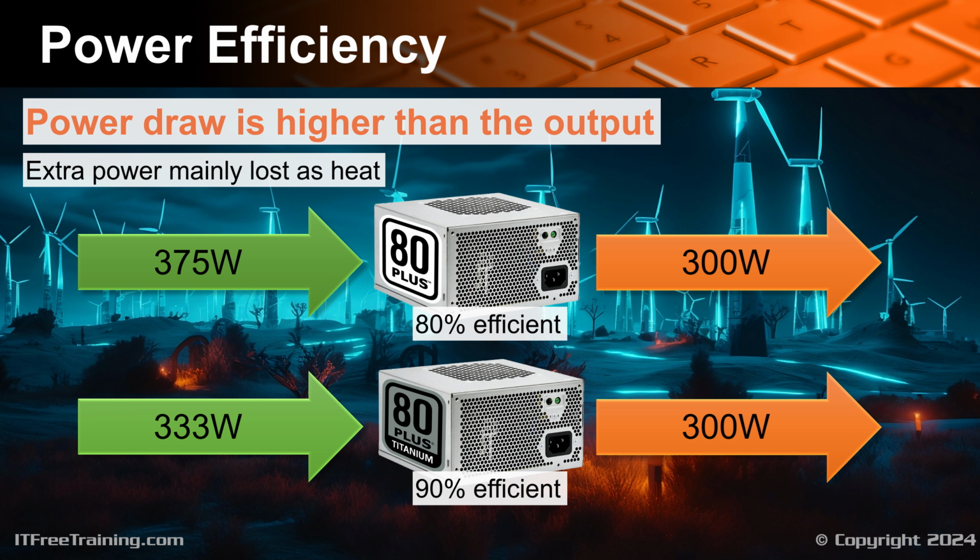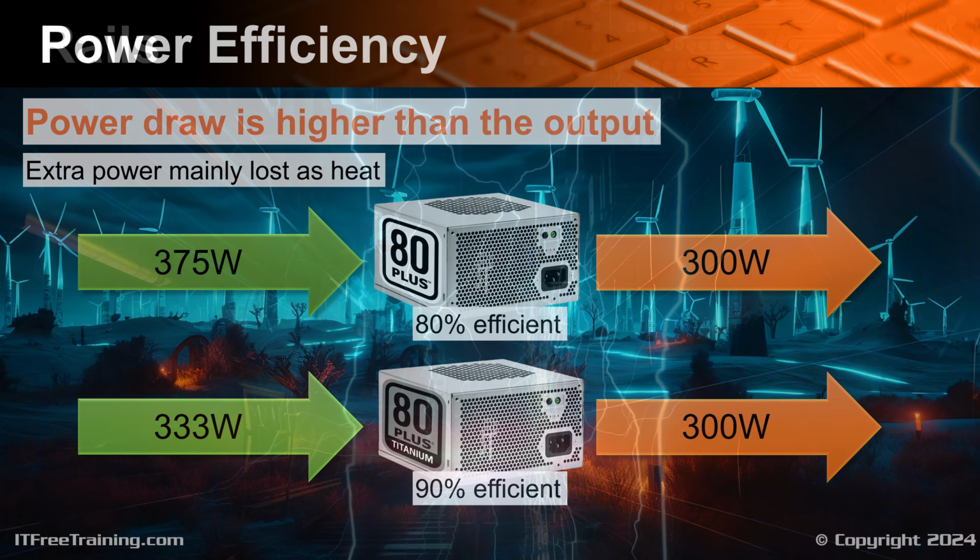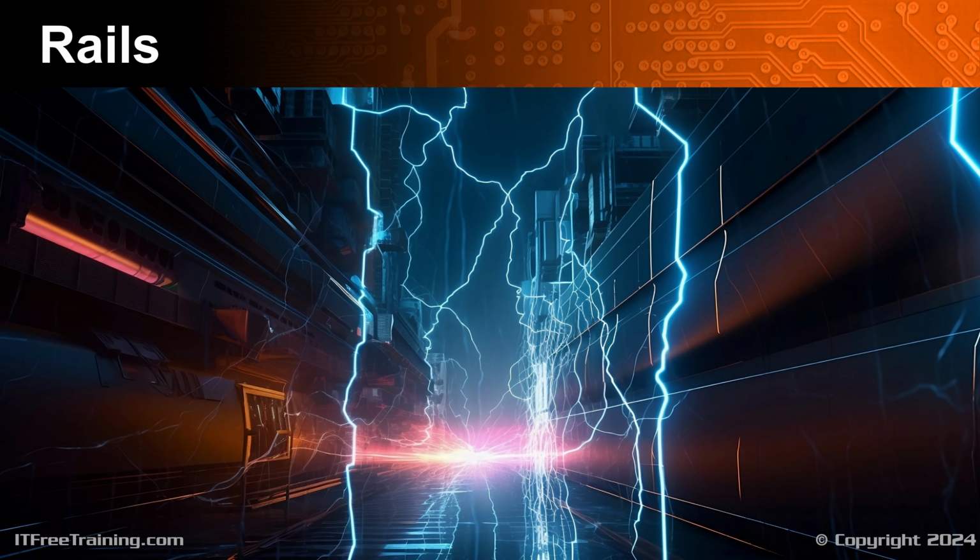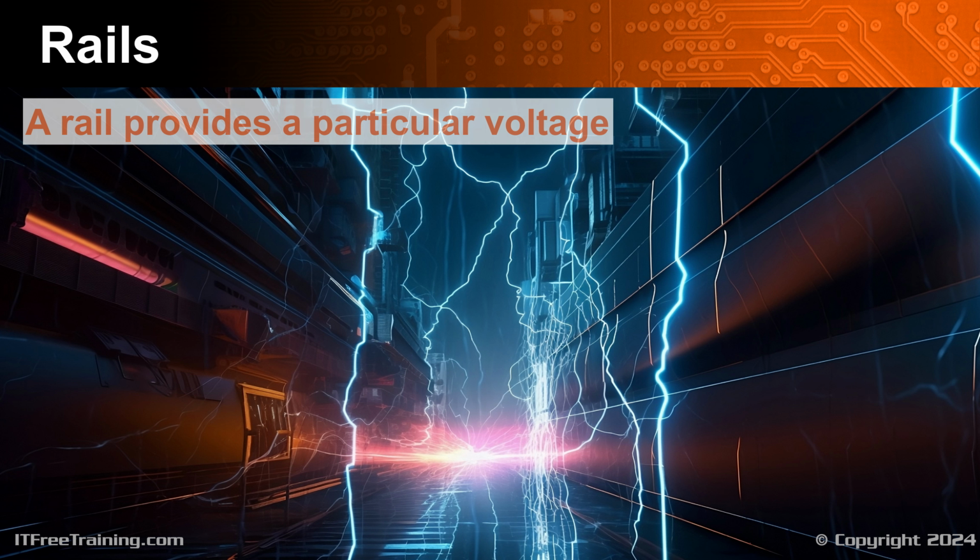In most cases, you'll consider the watts the power supply outputs in order to determine if it will meet your needs. However, in some cases, you may need to look at some other specifications to ensure the power supply outputs the power that you require. In some cases, you may need to consider how much each rail in your power supply outputs. A rail provides a particular voltage to the computer.